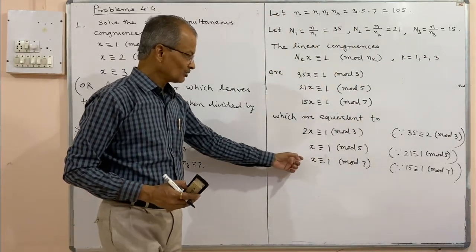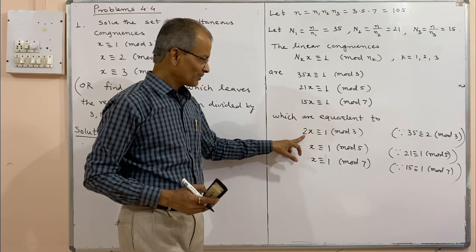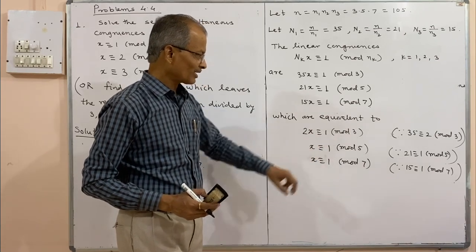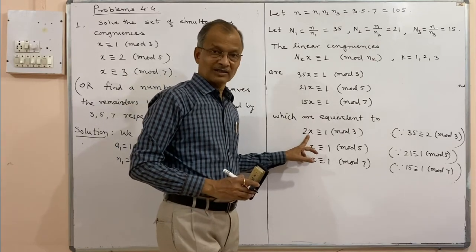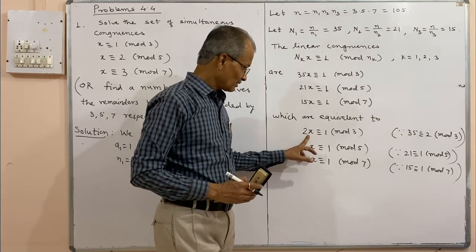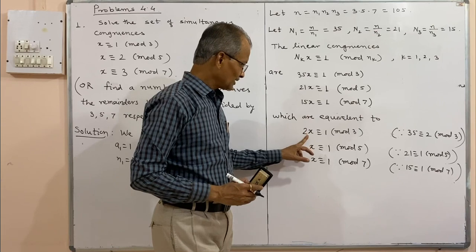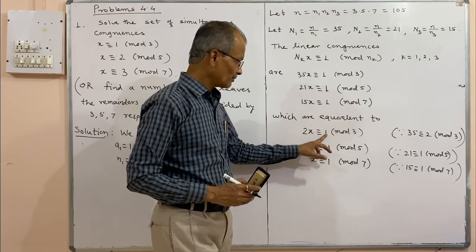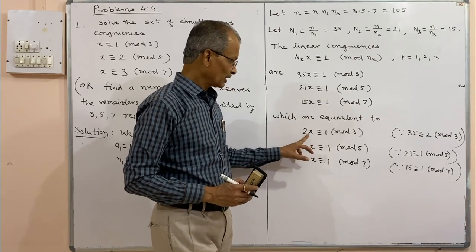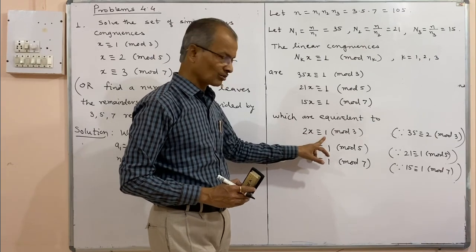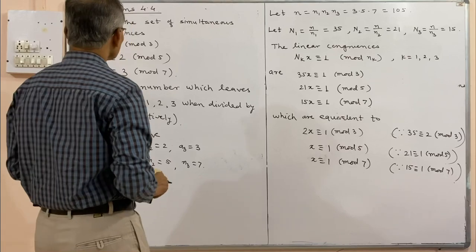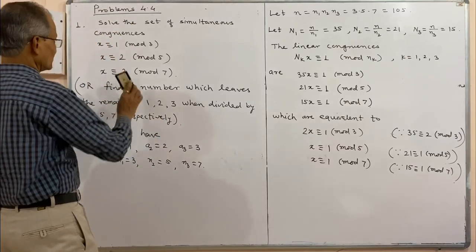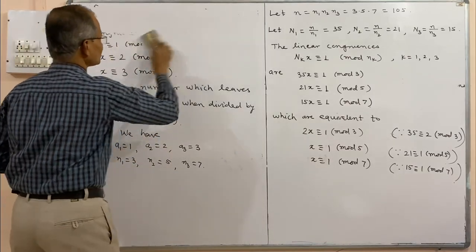So these are the solutions, but again you see 2x congruent to 1 mod 3, and we want to make it x only. For that purpose, we shall multiply this by 2. So if you multiply both sides by 2, we will get 4x is congruent to 2, and 4 is congruent to 1 under modulo 3.